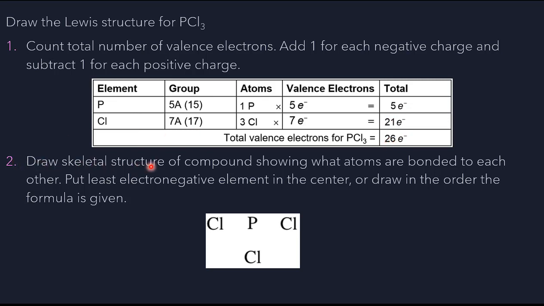Next, draw a skeletal structure of the compound showing what atoms are bonded to each other. Put the least electronegative element in the center, right? So if we go back to our electronegativity table, you should see that phosphorus is going to be less electronegative than chloride, so we put phosphorus in the middle and we surround it with chlorides. Sometimes when it's hard to assess, you may just draw in the order that the formula is given, right? So it's P first, then Cl3. So P would go in the middle.